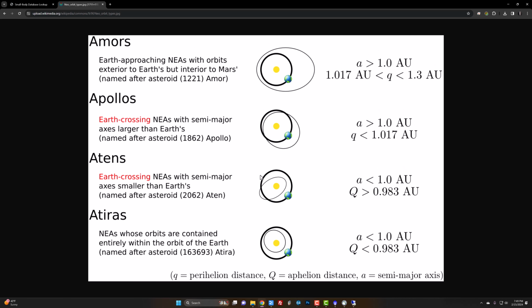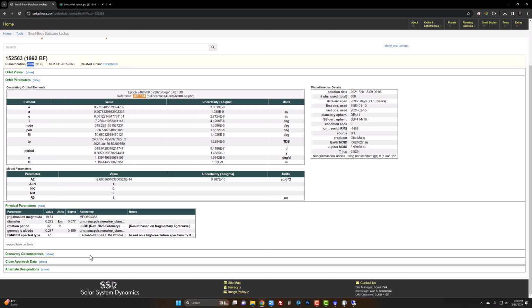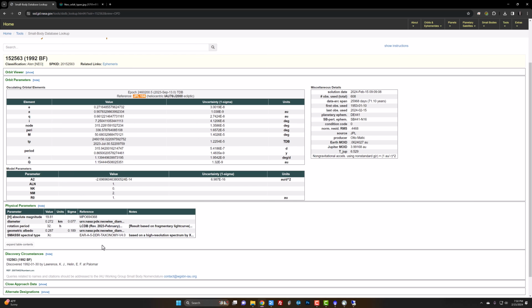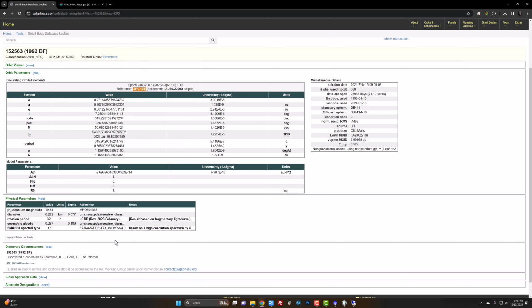Very, very cool. I do suspect that some of these could be potentially hazardous. So in looking up the information, we can also see information about the discovery, where it was discovered, when this was discovered at Palomar back in 1992. All kinds of interesting stuff. And then if we loaded up the orbit diagram, we could actually animate the orbit of this particular asteroid.